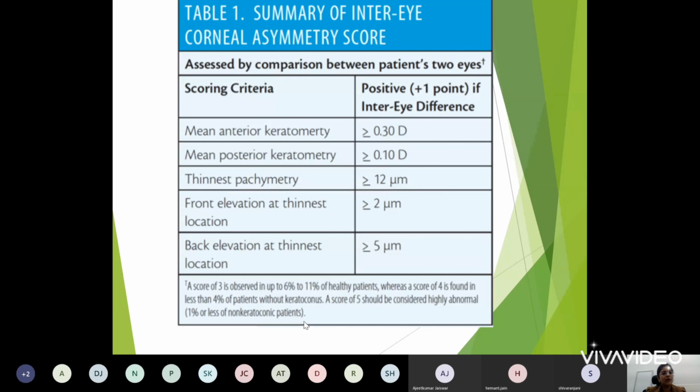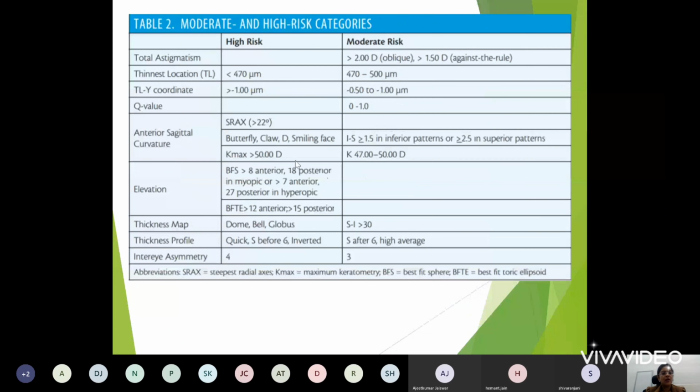So again, this is the summary of the corneal asymmetry score. The mean keratometry, if it is more than 0.3, posterior keratometry more than 0.1, thinnest pachymetry more than 12, front elevation more than 2, and back elevation more than 5. A score of 5 should be considered highly abnormal, and less than 1 in non-keratoconic patients. So this is a very important table.